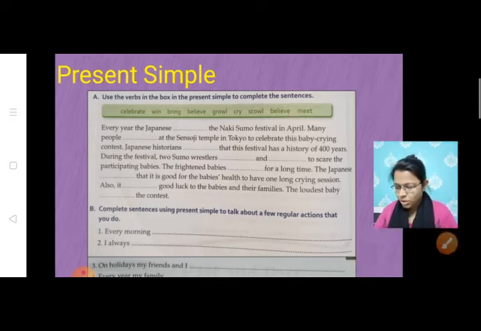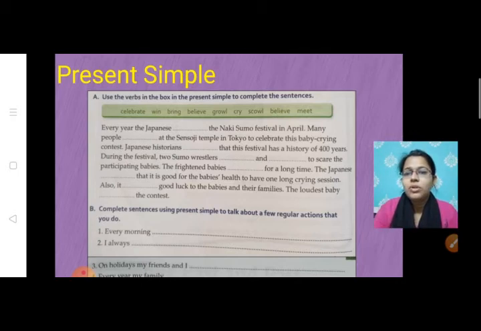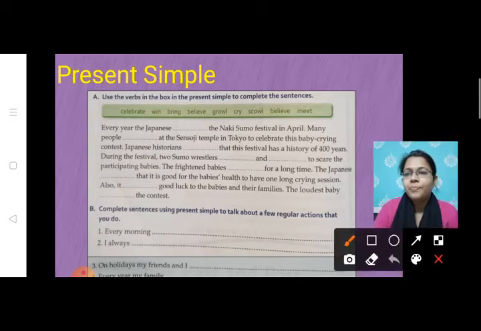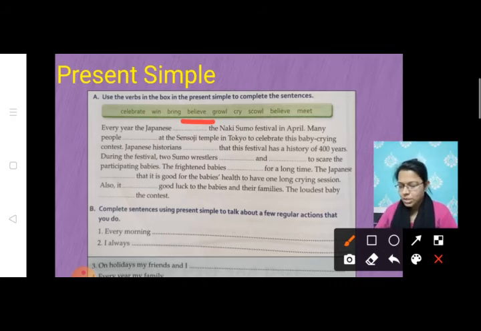Japanese historians dash this festival has a history of 400 years. So Japanese historians believe. So here the third blank would be believe. So the answer in the third blank would be believe. Japanese historians believe that this festival has a history of 400 years.